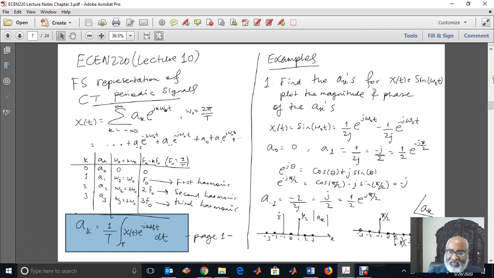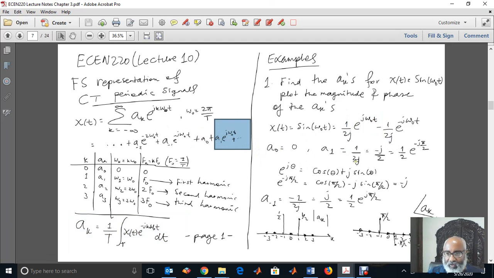Remember sine theta is 1 over 2j e raised to j theta minus 1 over 2j e raised to minus j theta. So we use that identity. Without performing this integration, we can do it directly; if we perform the integration also, we'll get the same result. So a0, the DC component, we do not have DC because it's sine only, is 0. A1 is the coefficient for e to the power of j omega naught t, because as you see from the formula, the coefficient of e^(j omega naught t) is A1 here.